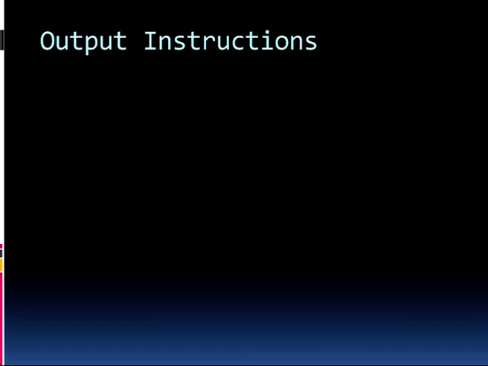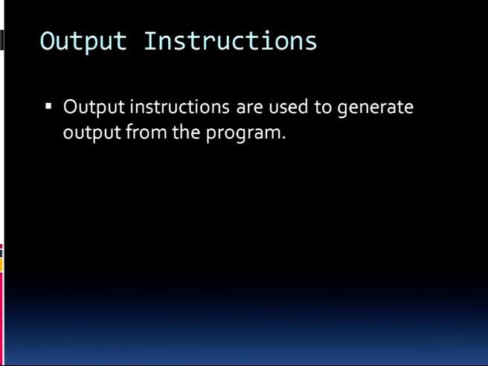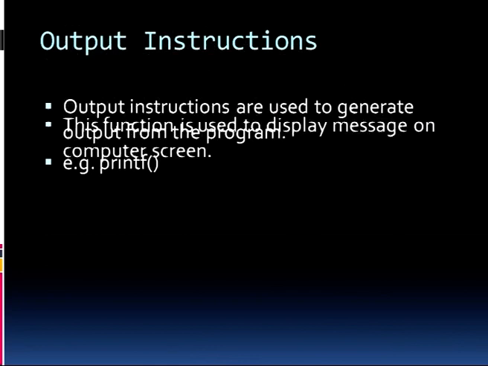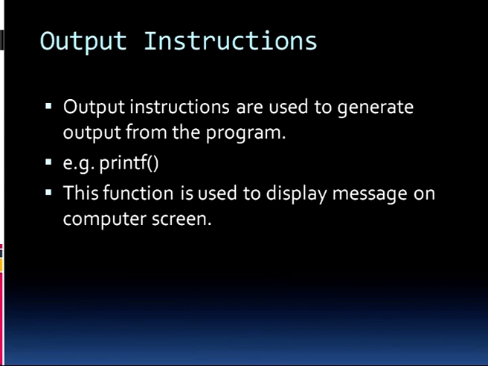Output instructions. These instructions are used to generate output from the program. For example, in C language, the printf function is used to display the output on the computer screen. The printf function has the following syntax. If you want to display just a message on the computer screen, then we use the word printf followed by parentheses and the message enclosed in double quotes.